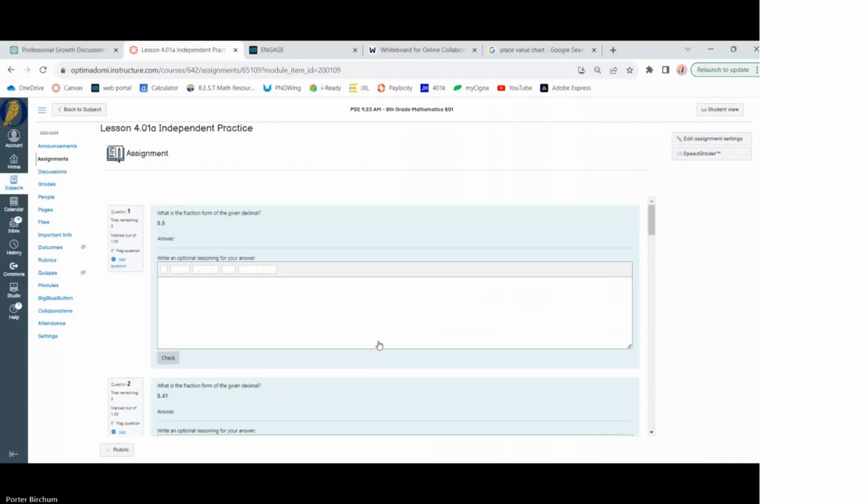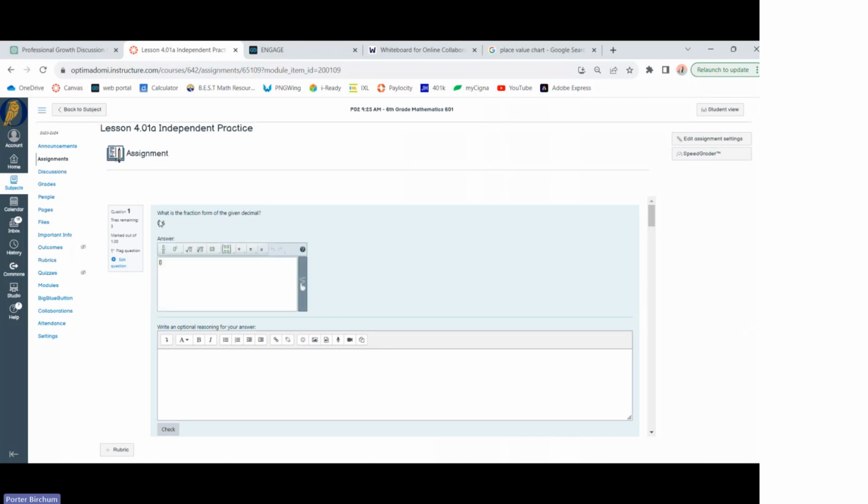All right. Go through each of these questions. What is the fraction form of the given decimal? 0.5. Your numbers are going to be different than my numbers, but the process and the steps I do to solve these questions, you can also do to solve yours.